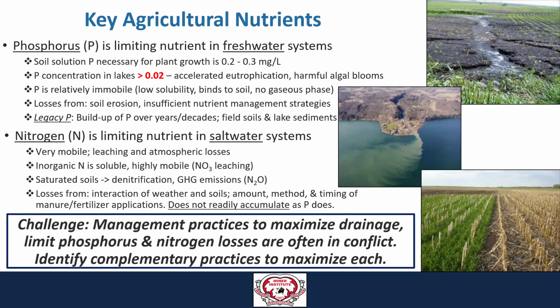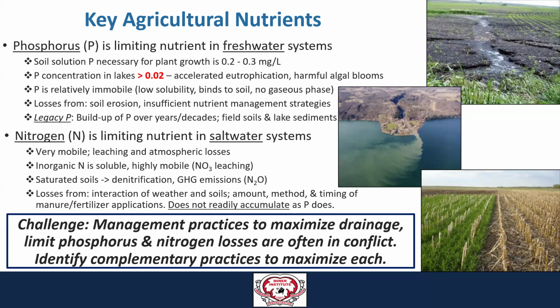But what we really struggle with is that when we're identifying practices, we're trying to maximize our drainage to get that water infiltrated into the soil profile so we don't have surface runoff and erosion, or limiting phosphorus, limiting nitrogen losses. All of these different practices that might target one of these often is going to result in a trade-off for the other. So when we talk about reducing phosphorus losses, we want to reduce erosion so we can increase drainage. What happens when we increase drainage? We increase our nitrate leaching.